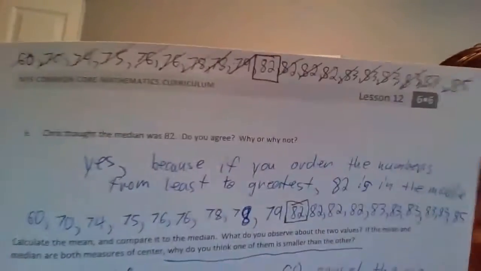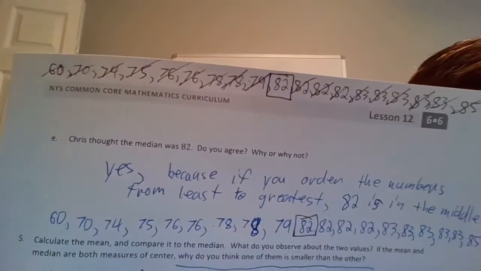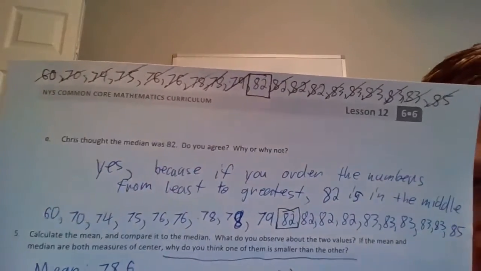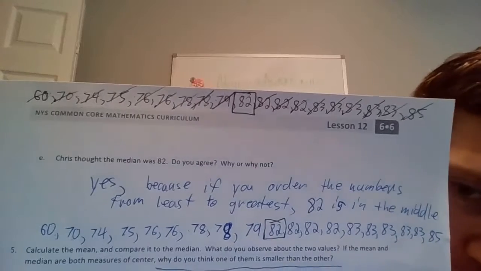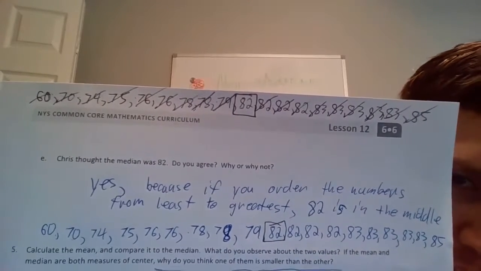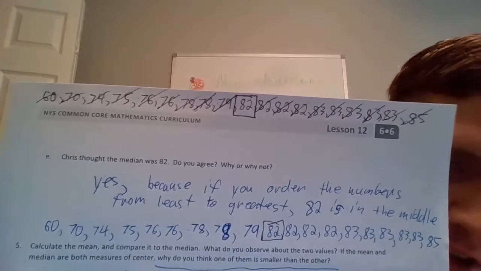And I just rewrote what I already had up at the top. I wrote that explanation, and then I put the numbers in order again down there and found their median. So that's what we have on E. We finally have a correct answer.